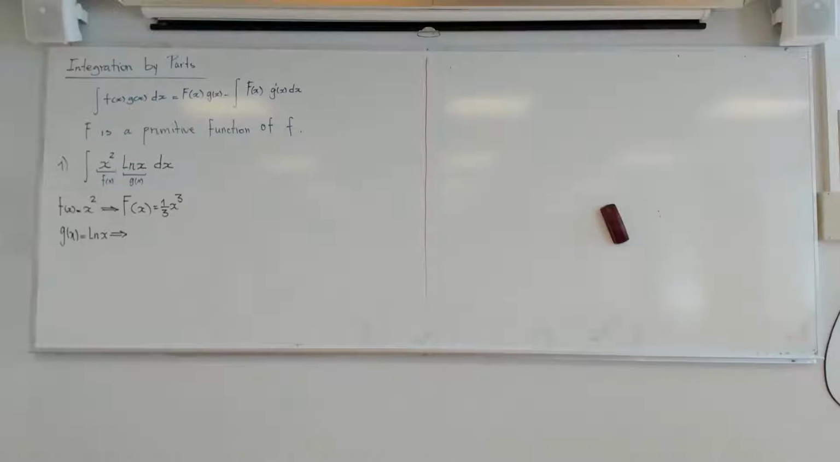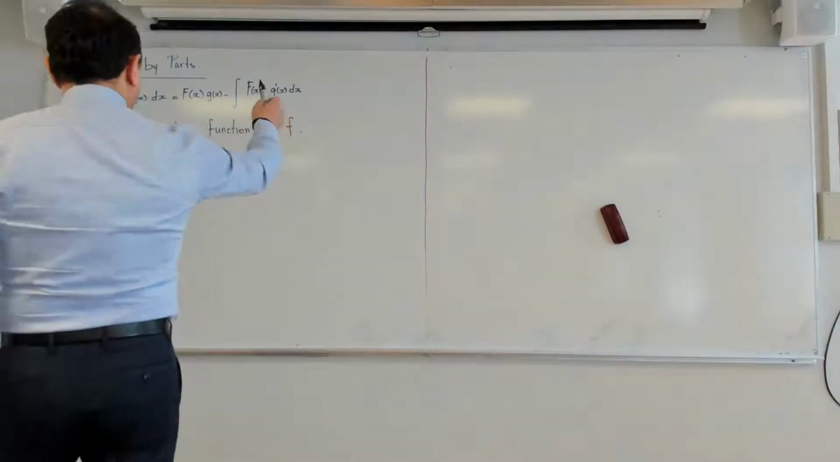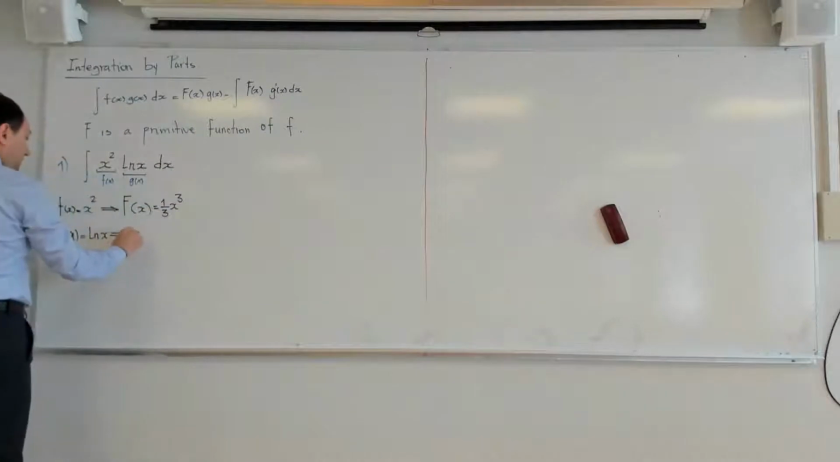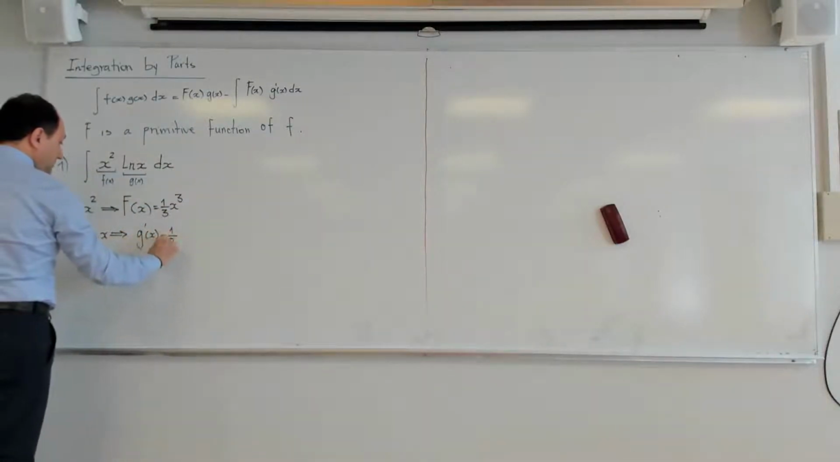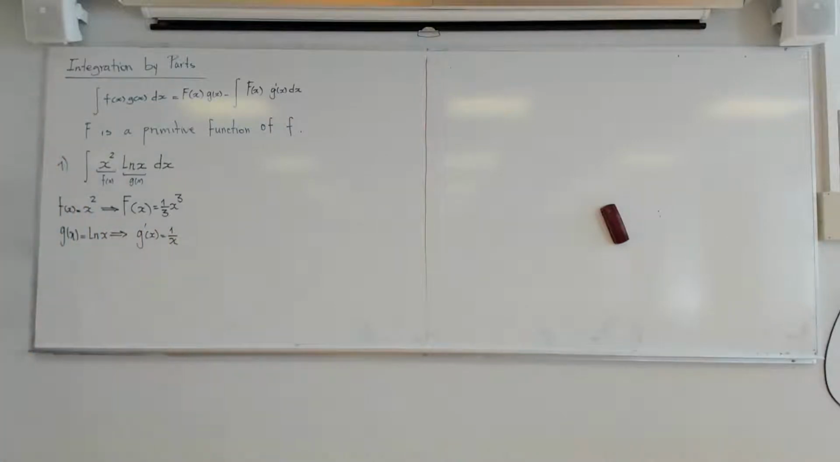So g of x is equal to ln of x. I need g prime of x here. So g prime of x is equal to 1 over x, yes? Okay, and I think it's a good idea to call these integrals I so that we don't have to write it again.